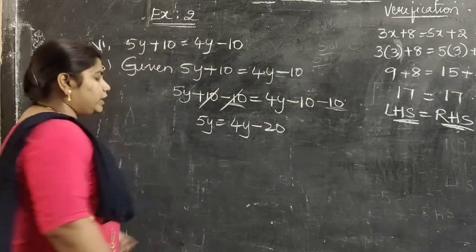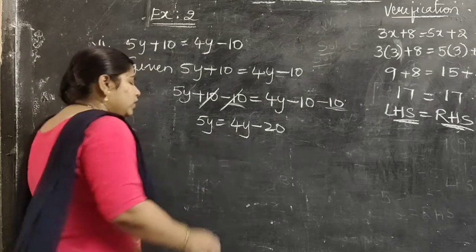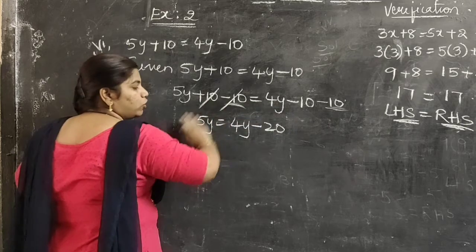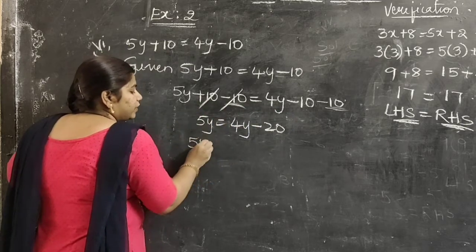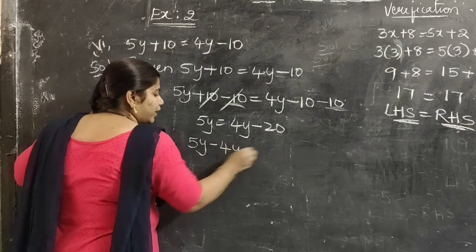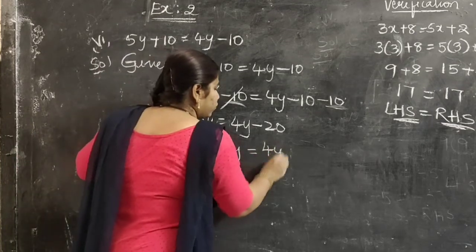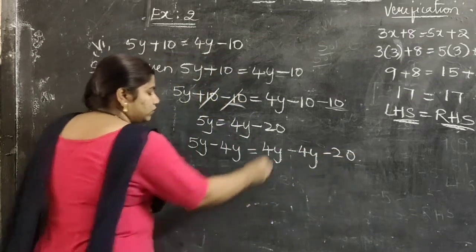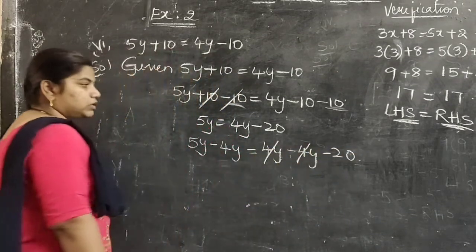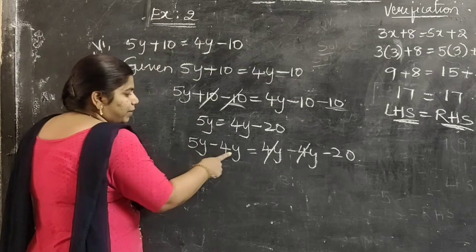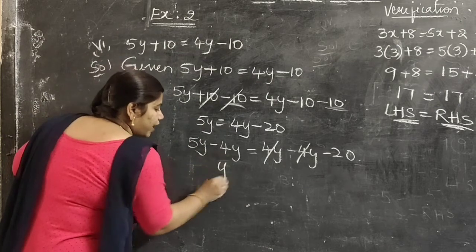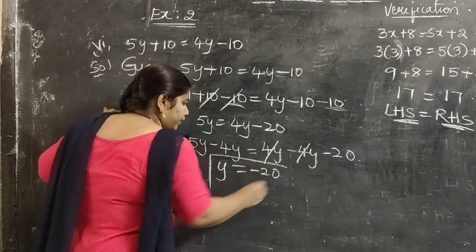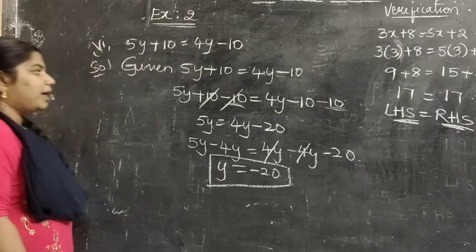So which value do we have to eliminate now? We have to eliminate this 4y. So this is plus 4y, so we have to add minus 4y on both sides. That will be 5y minus 4y is equal to 4y minus 4y minus 20. Now these two will get cancelled. Plus 4 minus 4 will be 0. Now 5y minus 4y will be y, or 1y is equal to minus 20. So the y value you got is minus 20.